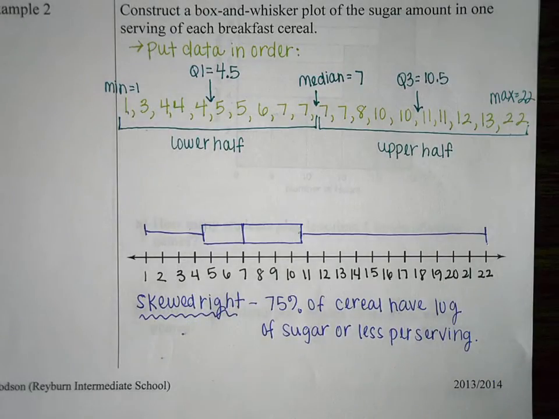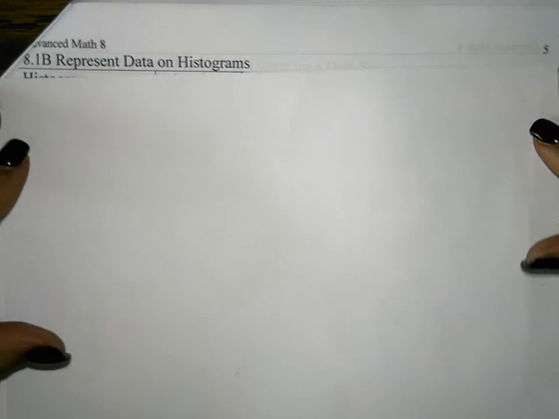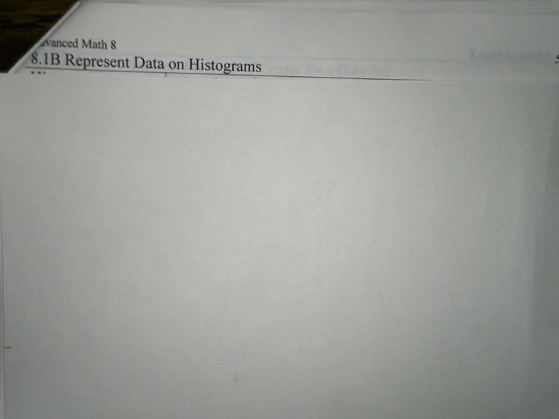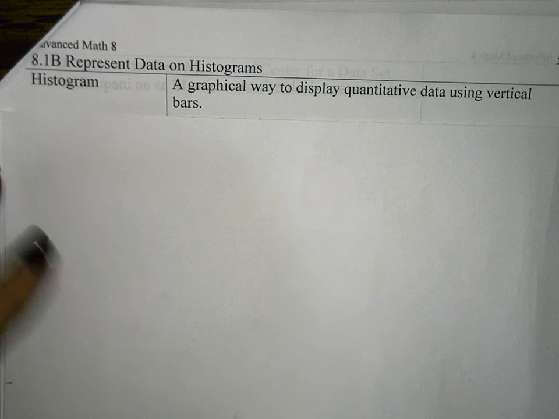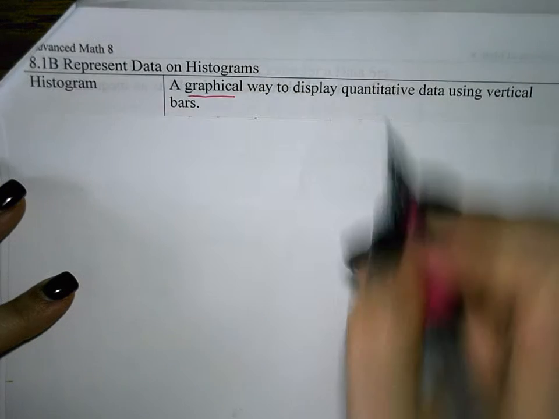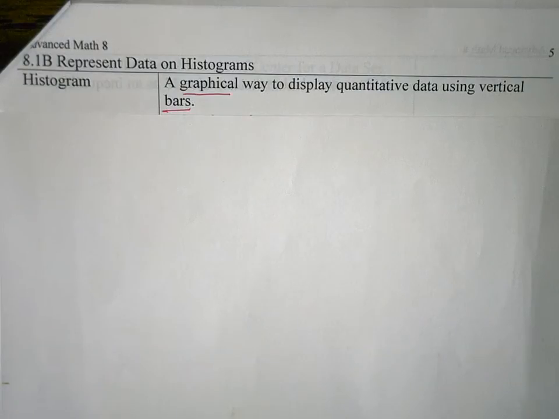We are going to look at a new kind of plot now for 8.1b. So set up your notes for 8.1b. We are going to represent data on what we call a histogram. So here's some definitions for you. A histogram is a graphical way to display quantitative data using vertical bars. So it looks more like a bar graph.